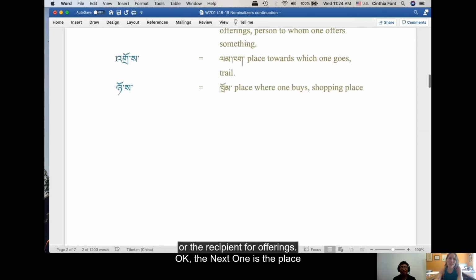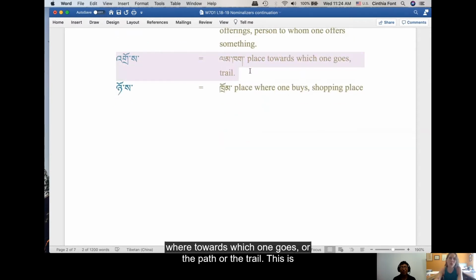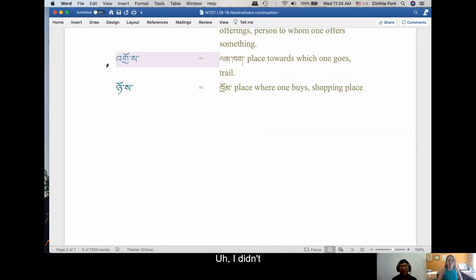Okay, the next one is the place towards which one goes, or the path or the trail. This is very useful. So I'm going to let Genla say this to you too. So, dosa, and then the synonym is lamka.